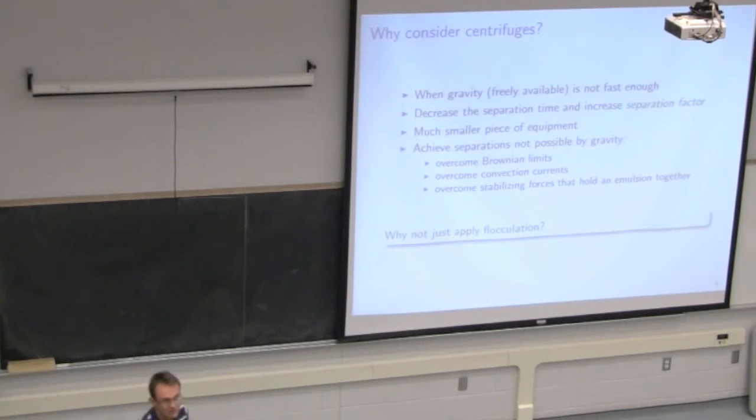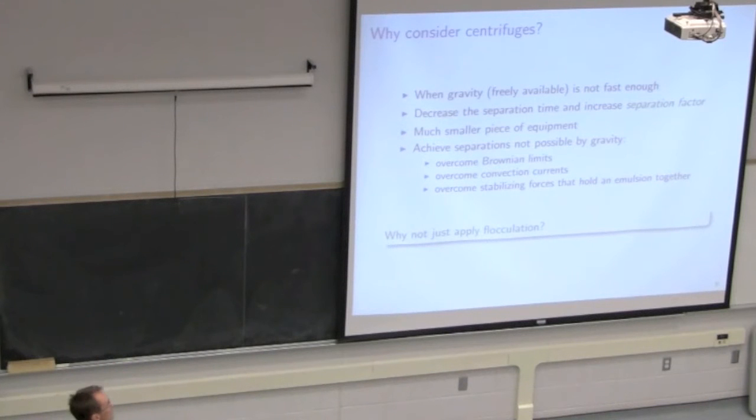So centrifuges are just a way for us to really accelerate the process that we would have had otherwise from natural gravity separation. So gravity, which is freely available to us, that's our energy separating agent, gravity. We don't pay for that one. But sometimes that one just isn't good enough.